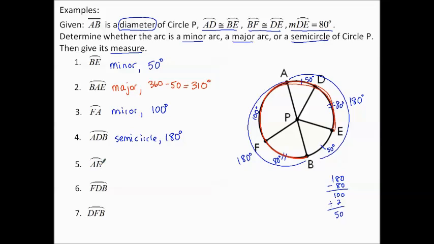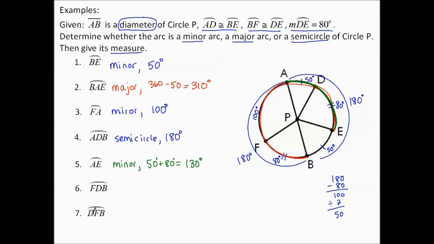Arc AE, from A to E. Now that's going to be putting two arcs together. To go from A to E puts the 50 with the 80. So we're going to have to combine those. Oh, and it's less than halfway around the circle. So combine the 50 and the 80, 130 degrees. And notice that's less than 180, so that verifies that we thought it was a minor arc.